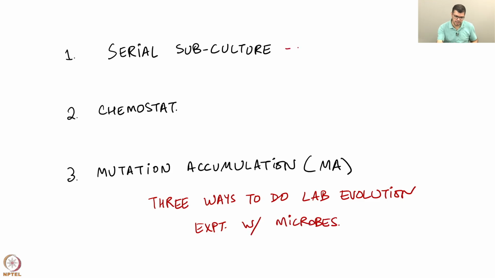We will primarily, this is what we are most interested in and we will spend some time discussing this, because most of the studies that we discuss will come from a serial subculture experimental design. We will quickly go through chemostat and then we will discuss the premise of mutation accumulation experiments and what sort of lessons have we learned from them. Alright. So, the first one, which is serial subculture.